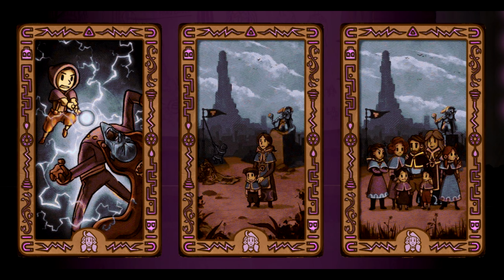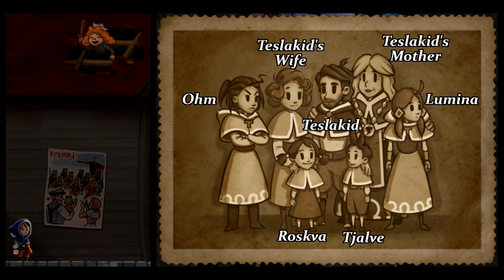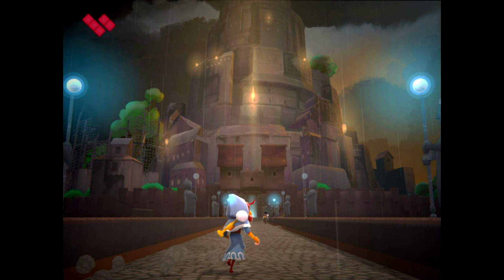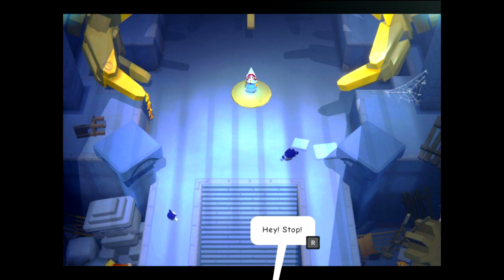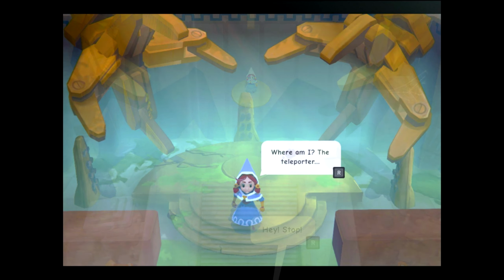After the events of Teslagrad 1, Tesla Kid and his mother worked to govern Teslagrad under the leadership of the Teslamancers. Tesla Kid eventually marries this girl seen in Teslagrad 1's true ending, and they have several children, one of whom is Lumina. In the beginning of World to the West, we see Lumina chasing after her father and running into her siblings, Ohm, Tjalv, and Roskva. Ignoring Ohm's directive to stay away from the teleporter, Lumina finds herself teleported to a faraway land to the west and must make her way home.